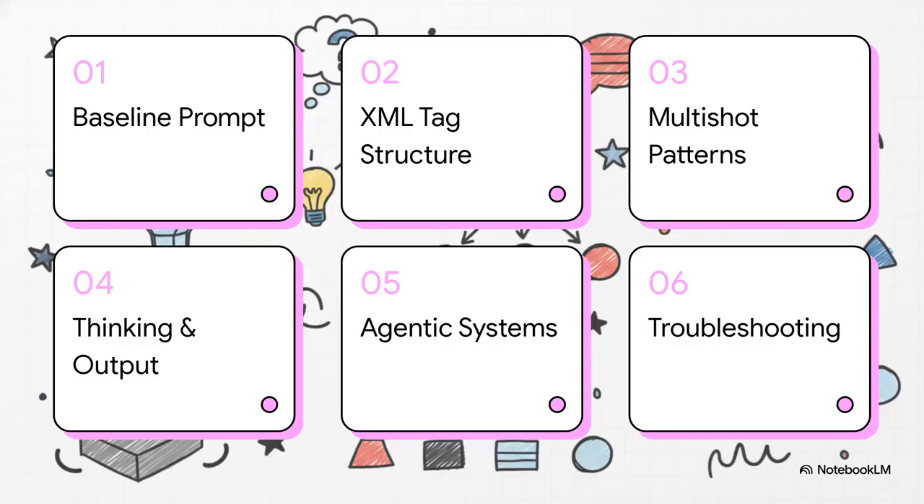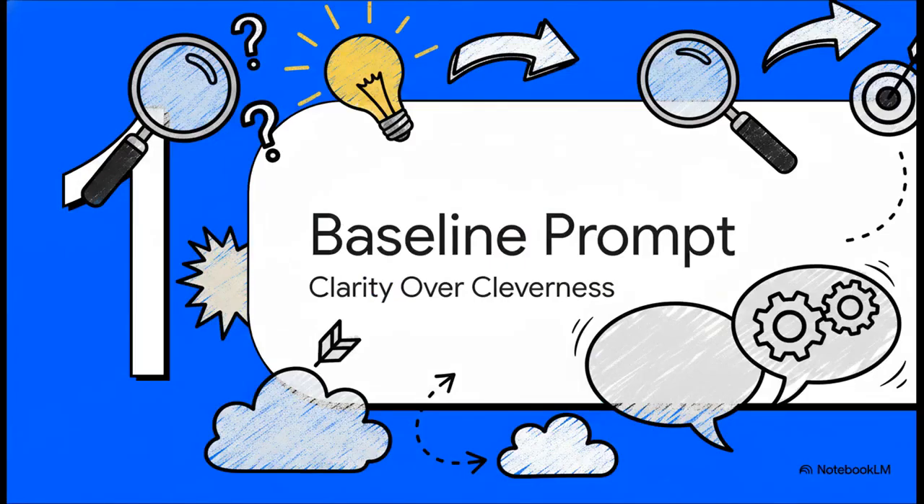Okay, let's take a quick look at our roadmap for this masterclass. We'll be hitting 6 core areas: building your baseline prompt, structuring with XML tags, multishot prompting patterns, thinking and output control, scaling to agentic systems, and finally, a production troubleshooting guide. All right, let's jump into section 1, building your baseline prompt.